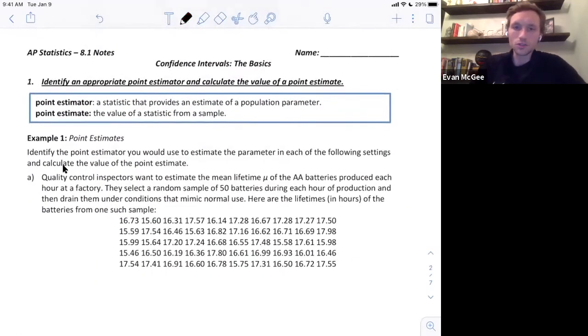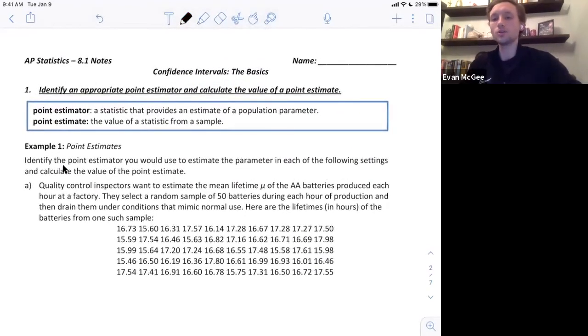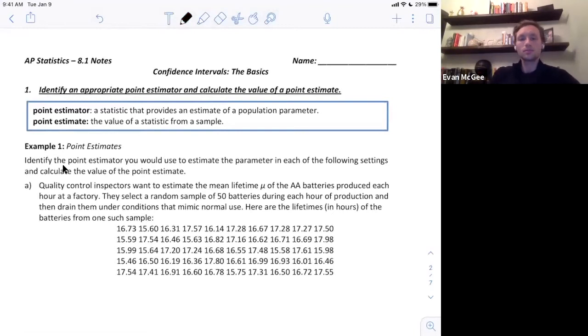Our first objective is to identify an appropriate point estimator and calculate the value of a point estimate. So the estimator is going to be p hat, x bar, or s. The point estimate is the actual value of the statistic that you're using. So they want us to identify the point estimator you would use to estimate the parameter in each of the following settings and calculate the point estimate.